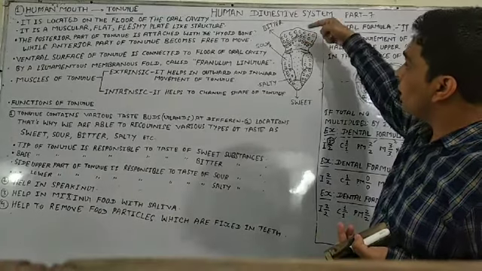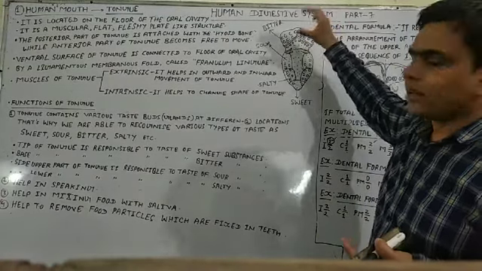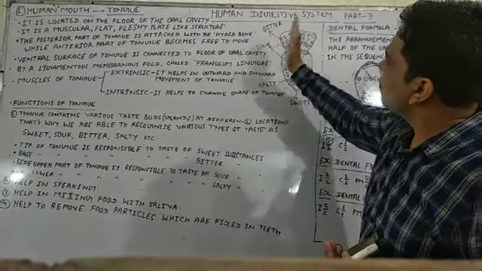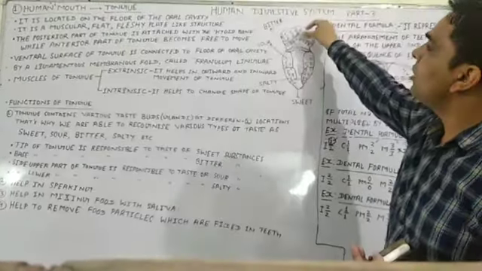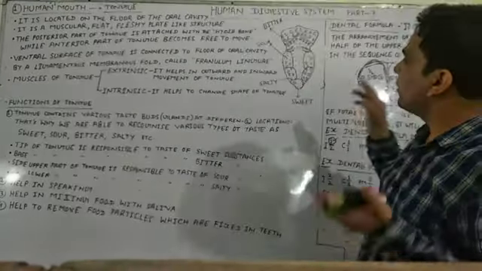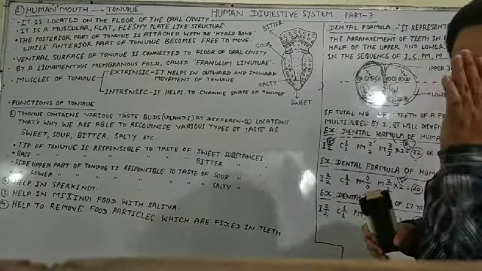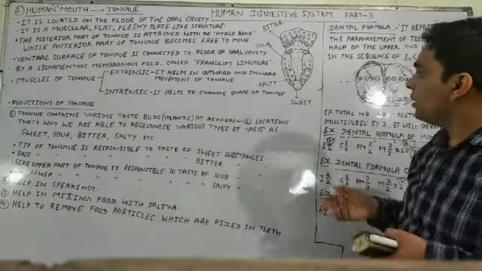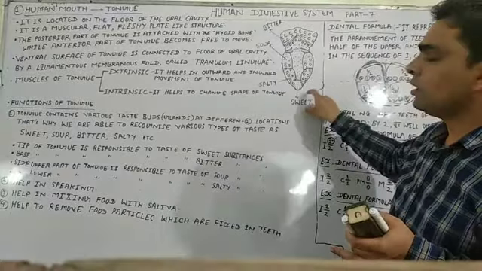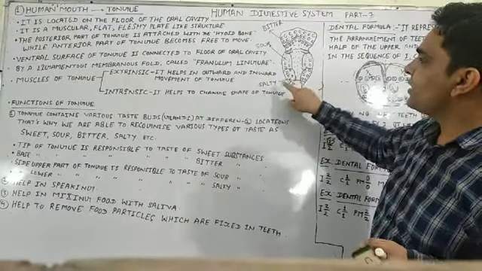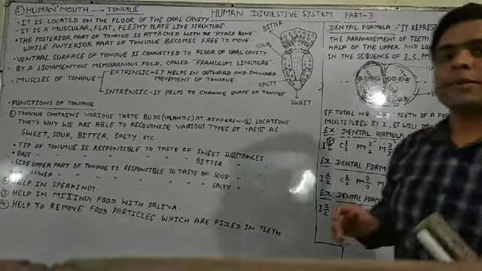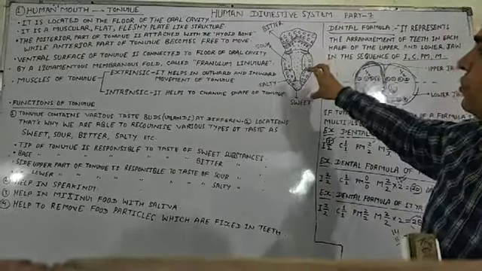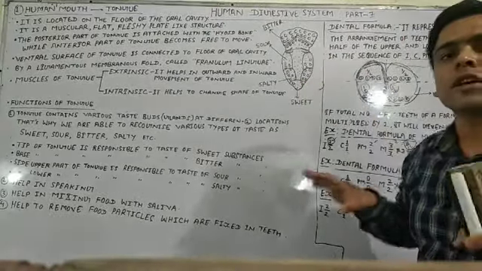And the posterior portion of the tongue is responsible for the taste of the bitter substance. Clear? And the upper margins of the tongue, near the posterior end, are responsible for the taste of the sour substance. Similarly, the margin of the tongue near the anterior end is responsible for the taste of salty substance. So these are the locations of the tongue where we feel various types of taste.